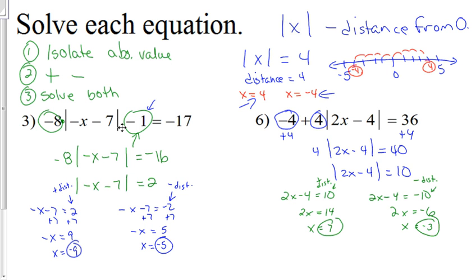Okay, so on all of these problems, you're going to isolate the absolute value. You're going to remember that both positive distance and the negative distance, and you have to solve both of those equations to get your answer.